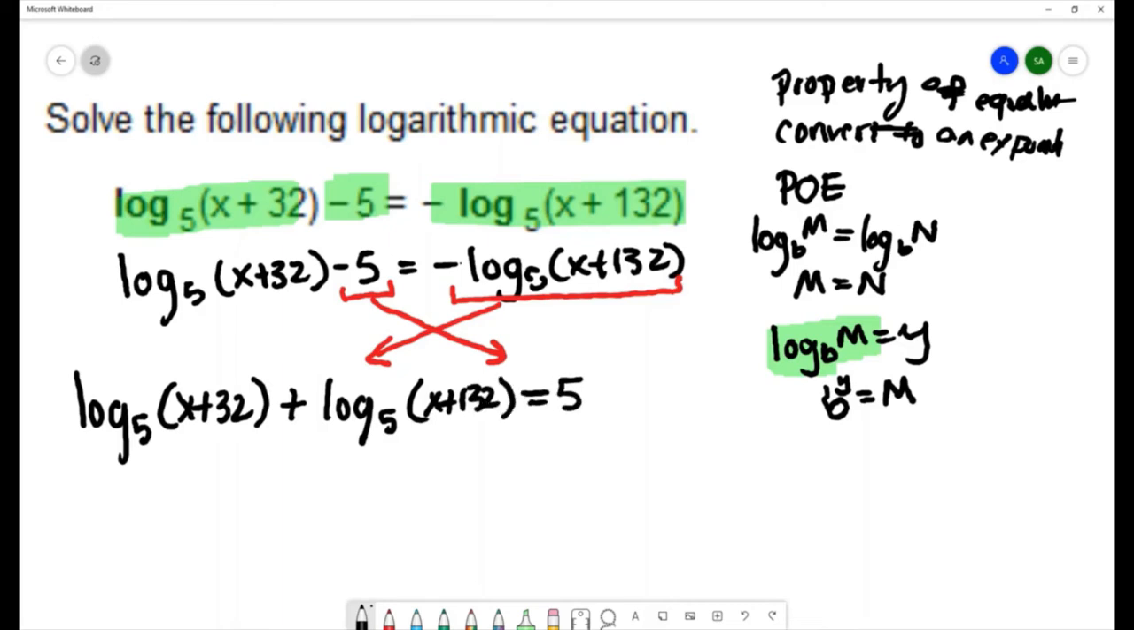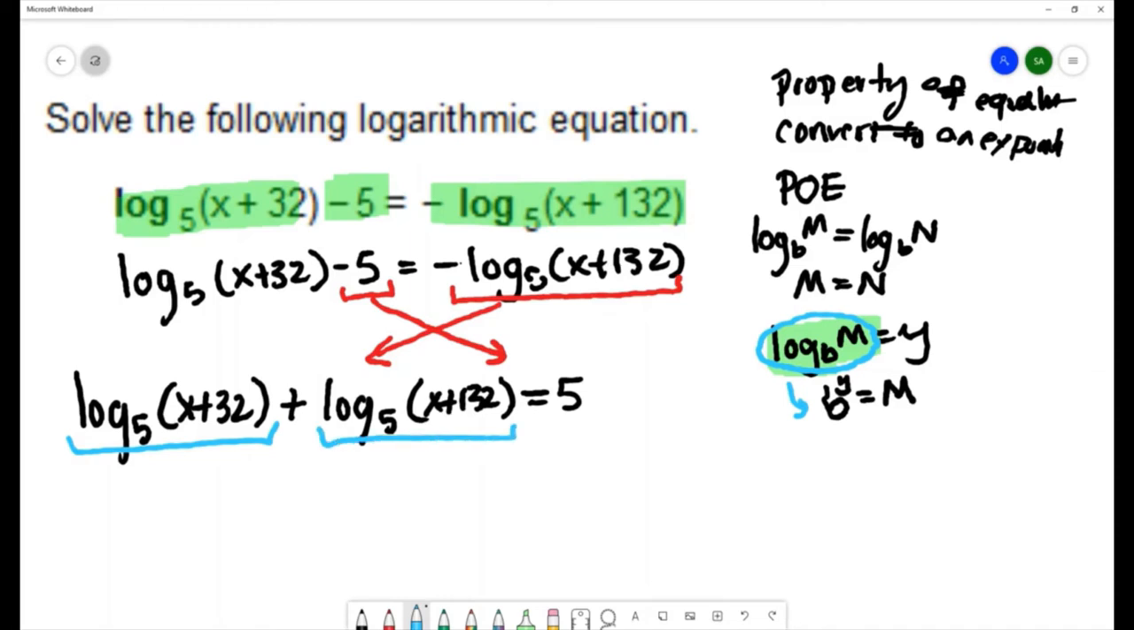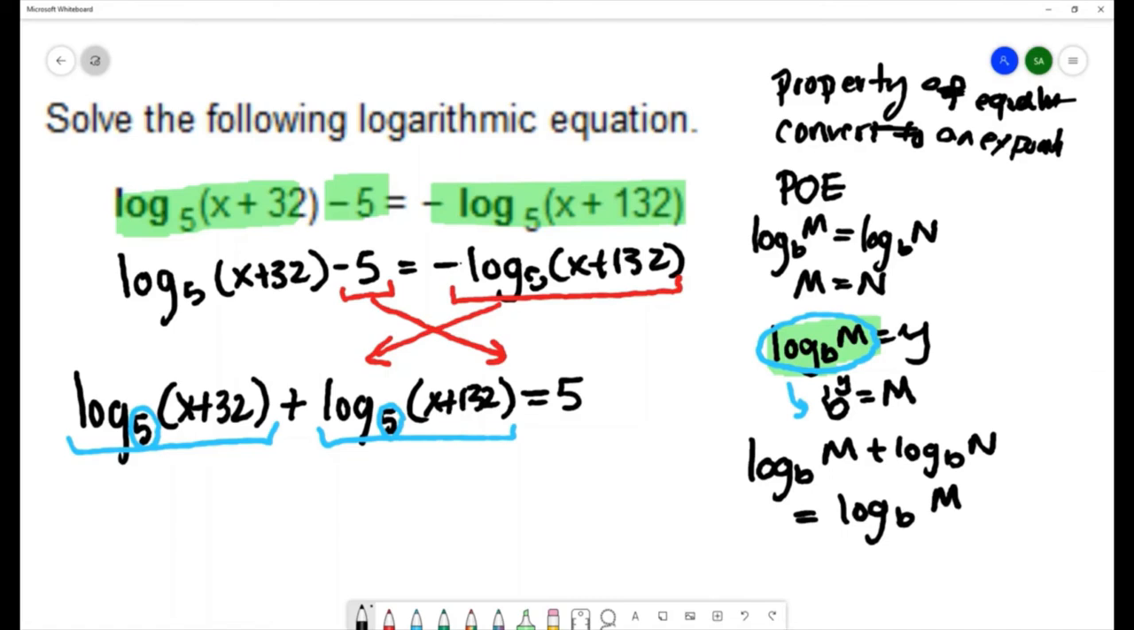So now I've got the logs on the same side, but I still need to make sure that we only have one log before we do our conversion. So I've got two logs, and I have some properties that allow me to condense logs of the same base. You can only use these properties when they have the same base. So the property that we're going to be using is called the product rule for logarithms, and it looks like this: log base b of m plus log base b of n. So we're adding logs of the same base, and you can condense by using the product of what's inside of the logs, and that's why it's called the product rule.